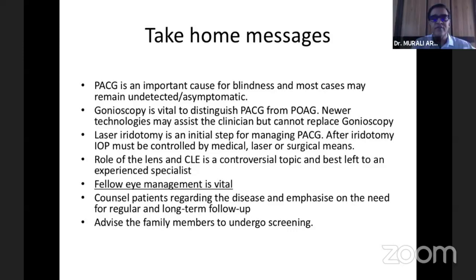Counsel patients about the disease for regular and long-term follow-up. And definitely, family members of people who have angle closure disease must undergo screening. You do find siblings and relatives can have angle closure disease.